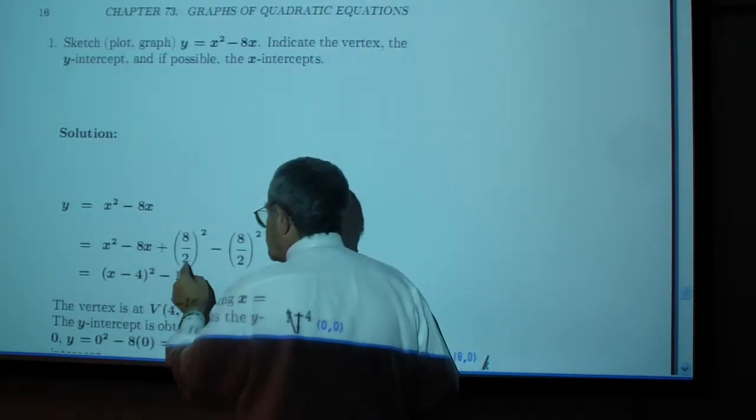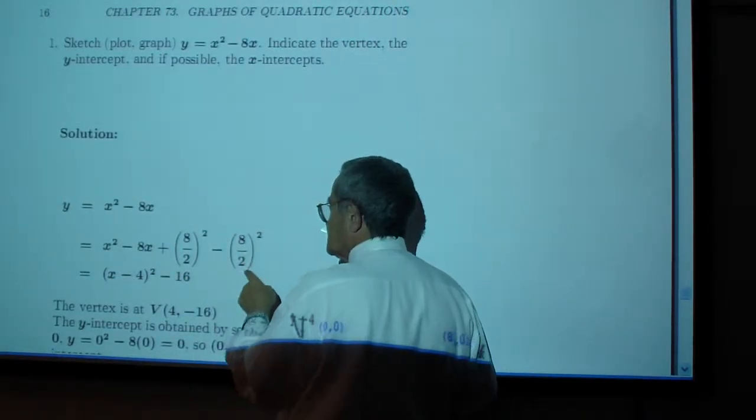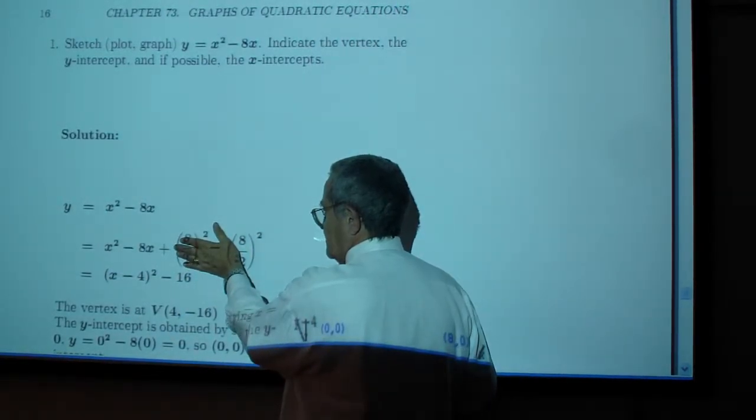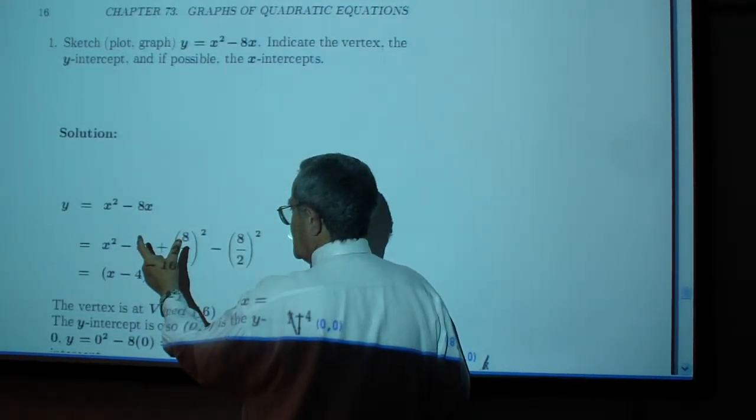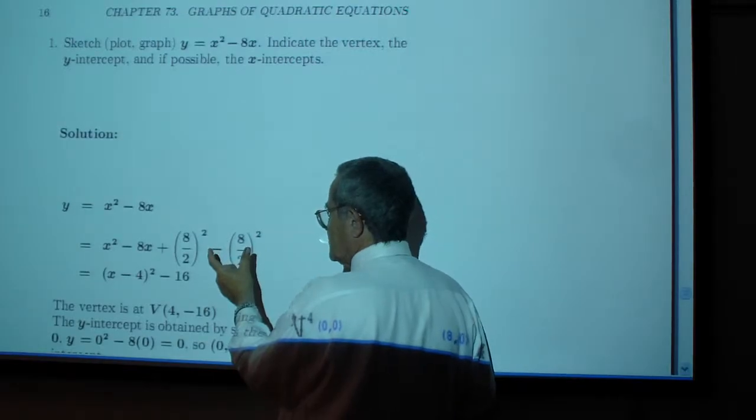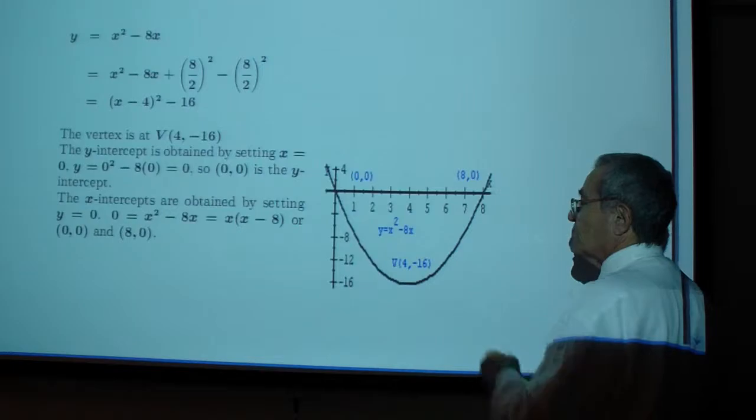So I'm adding 16 in here, and at the same time I need to subtract 16, so I've added 0 here. I have this form. This is like y equals x squared, shifted right 4 units and shifted down 16 units. Here we go.